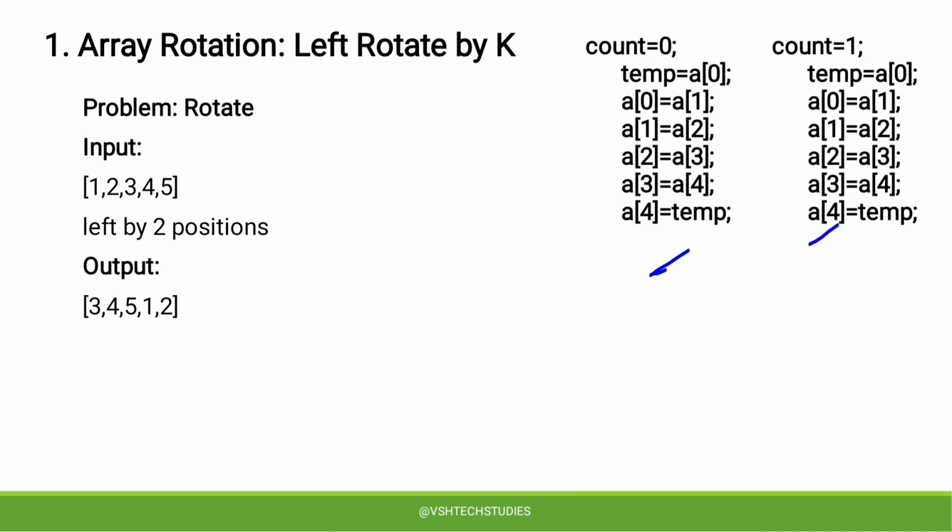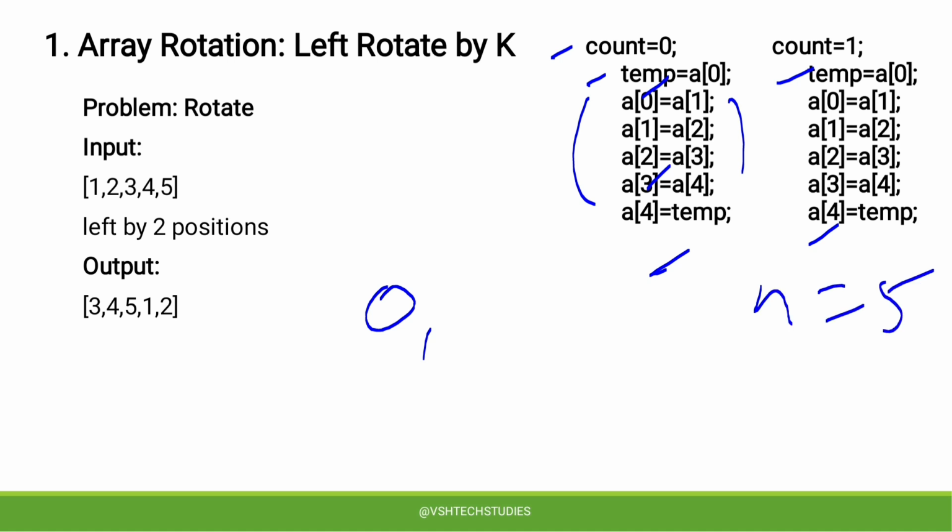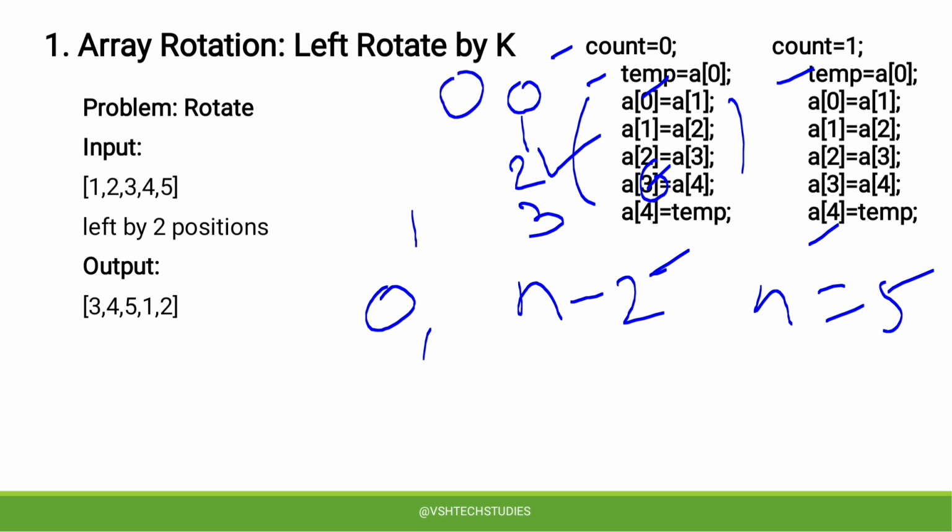So after studying this, the count value has to vary from 0 to 1. Next, temp is initialized to a of 0 only, so the index is 0 there. In this part, the index value will vary from 0 to 3. So 0 is the first element, and 3 means, if n equals 5, the array size is 5, and to get 3 we need n minus 2. So the index will vary from 0, 1, 2, 3. It will start from 0 and end at n minus 2. So we have to relate to the size of the array to generalize the problem.